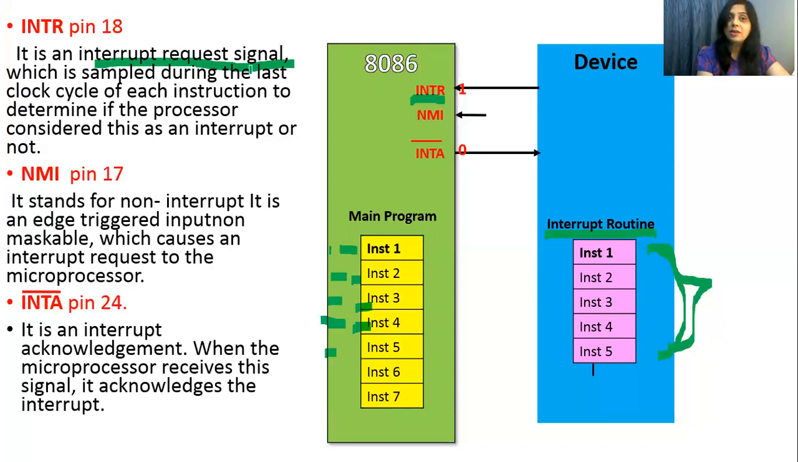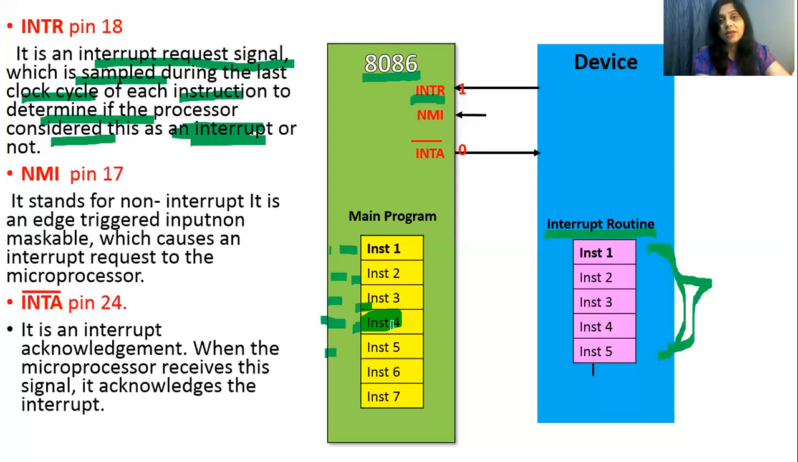So it is an interrupt request signal which is sampled during the last clock cycle of each instruction to determine whether the processor considers this as an interrupt. For the 8086 processor, the logic 1 coming on this pin is considered as an interrupt. Then what will 8086 do? First it will complete the execution of instruction 4, because it is currently executing instruction 4.